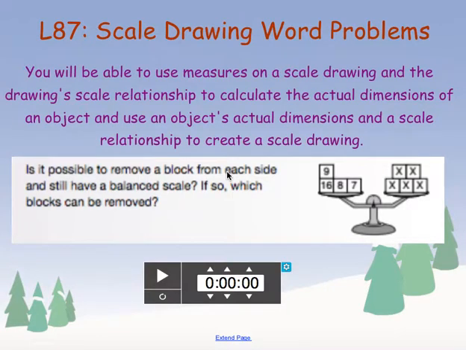Course 3, Lesson 87, and we are looking at scale drawing word problems. So in this lesson, we are thinking about, if we have this relationship between actual dimensions and the drawing of the dimensions, what can we do to go back and forth? So let's start looking at this.